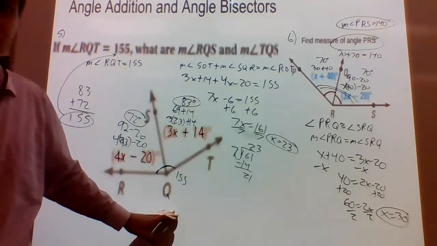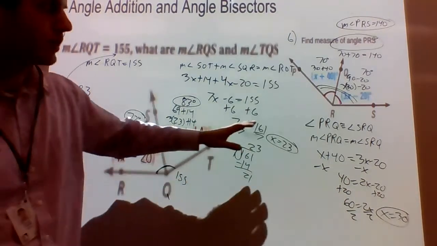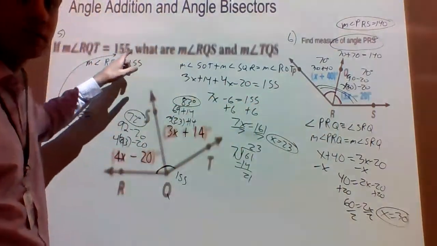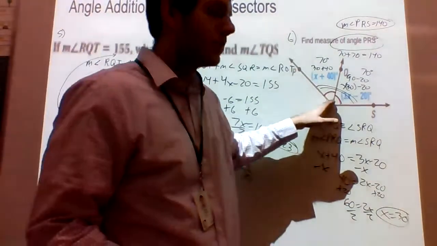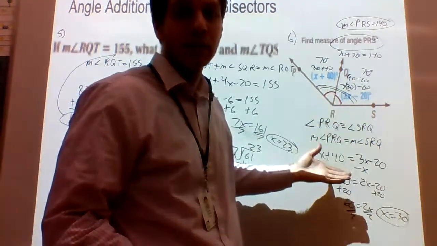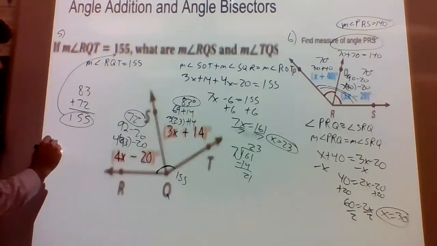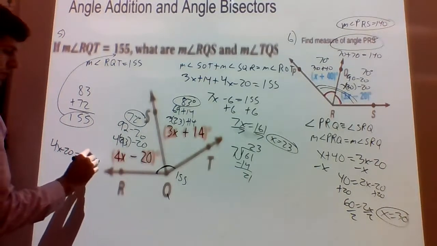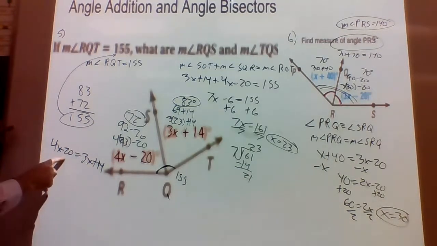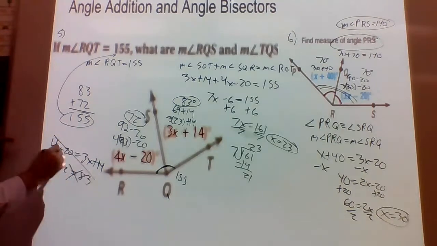So just like with the segments, angle addition is always going to work, but sometimes they don't give you enough information. Like this one, they gave us the total. This one, they didn't. But since they told us these two angles were congruent with the symbols, we can set them equal to each other to still find x. You cannot set these two equal. For example, if we had 4x minus 20 equals 3x plus 14, we know the angles are 72 and 83, and that's not going to work. 72 does not equal 83.